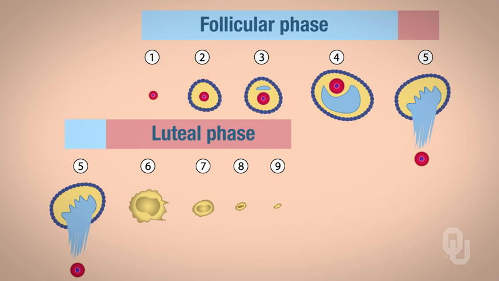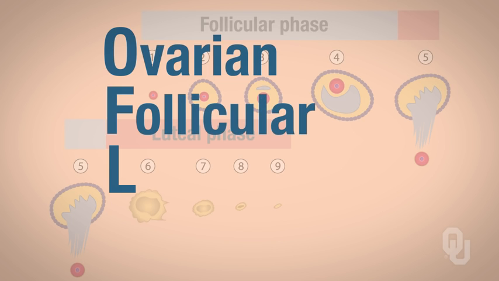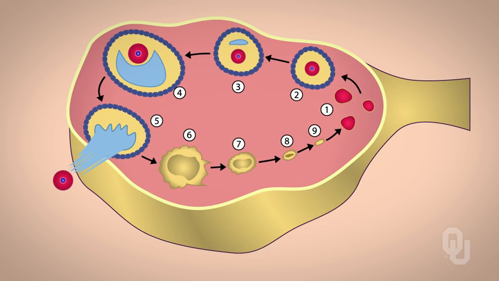So if you think about this, the abbreviations are OFL. It's the ovarian follicular luteal phase, okay? For the ovarian cycle, this diagram is going to be very important, and you want to have this diagram set aside while we're going through the next slide.